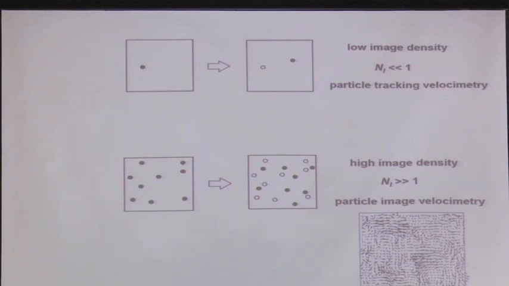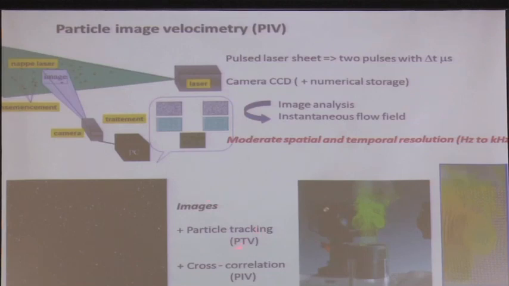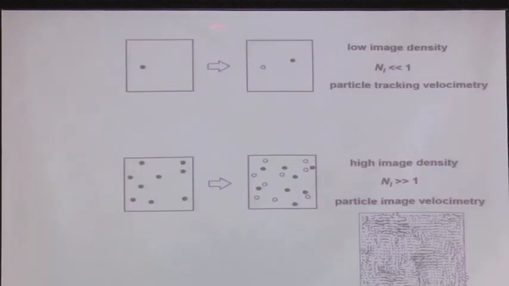So the first technique is called particle tracking velocimetry, and this is when you have few dots in your image. So then you are able to say that the black one was at time 1 and the white one was at time 2. And then you see the displacement, you know the delta t between the 2 images, you know the displacement, so you know the velocity at that point. Okay, so PTV, particle tracking velocimetry, is very simple.